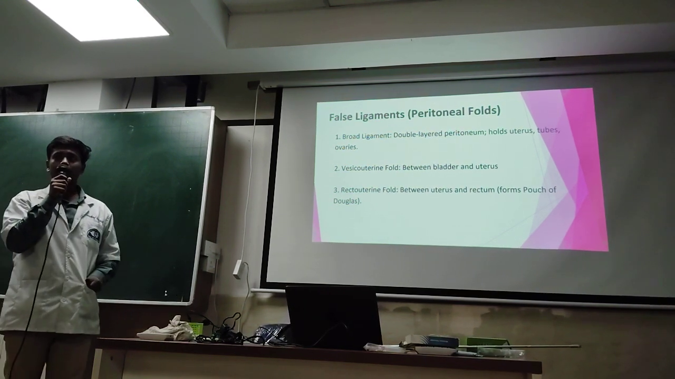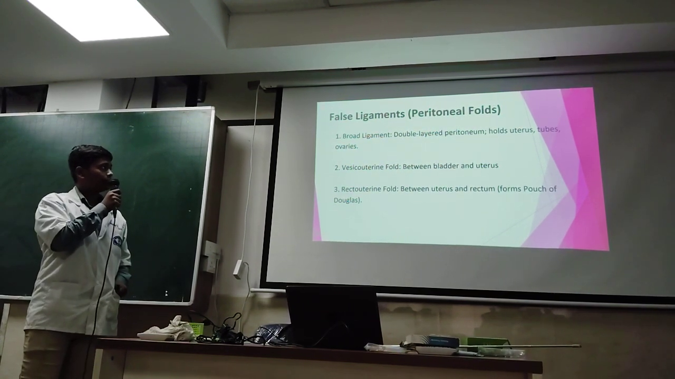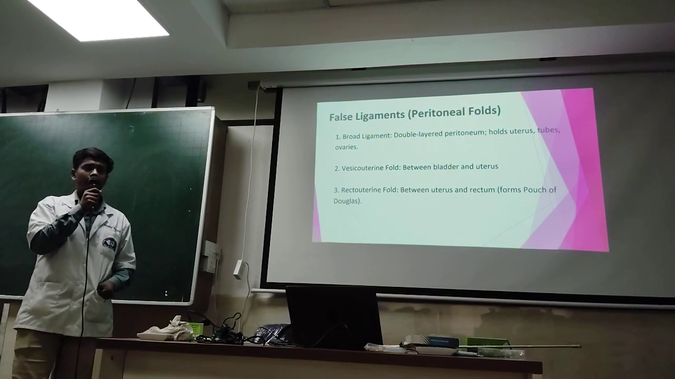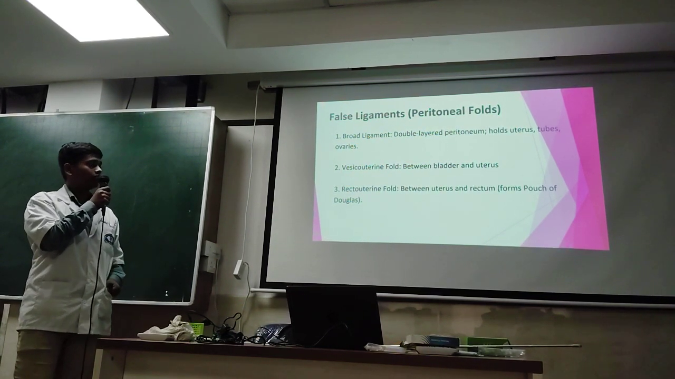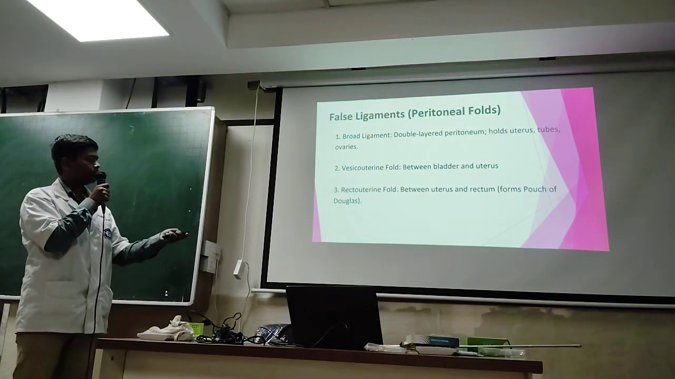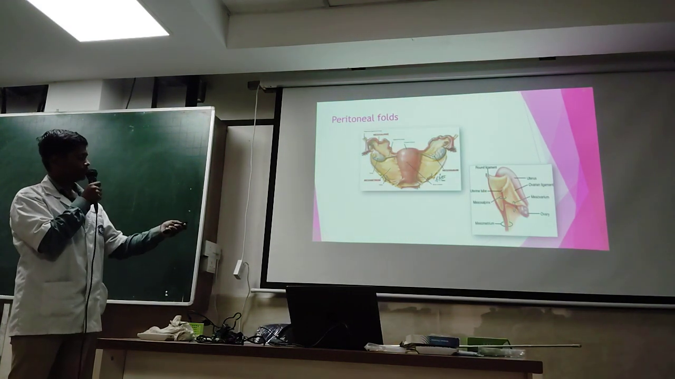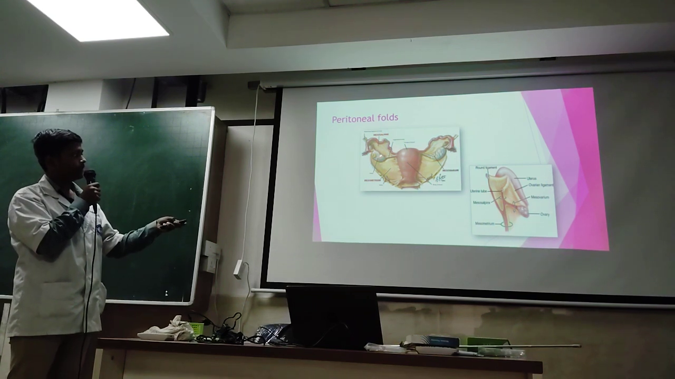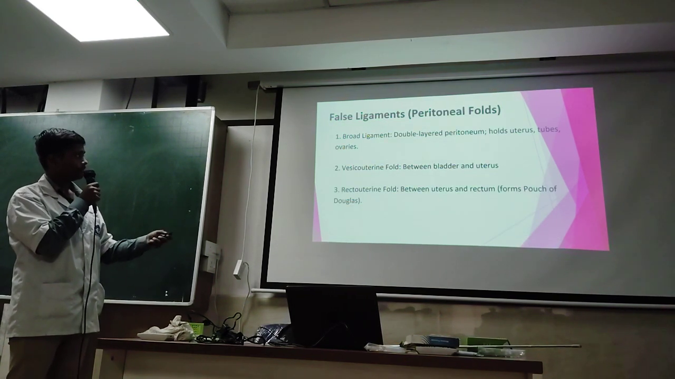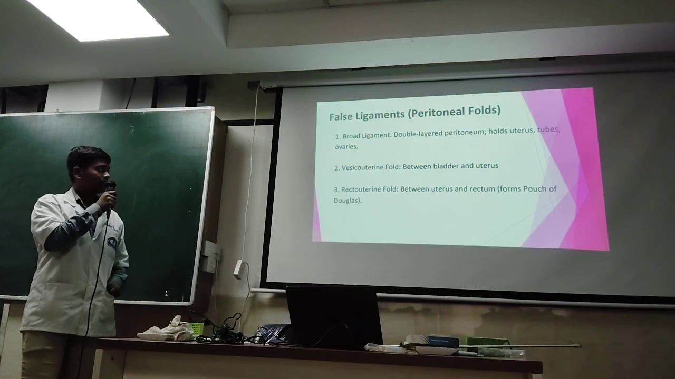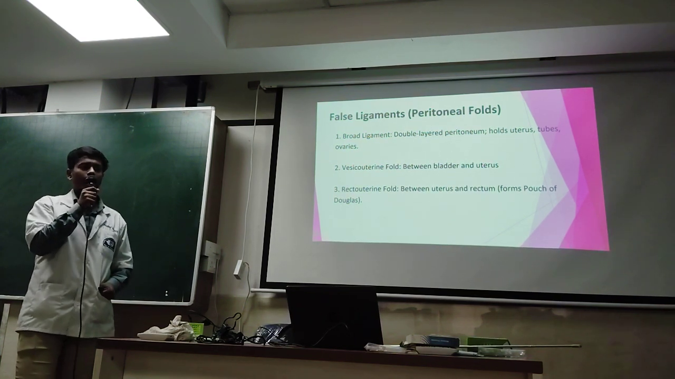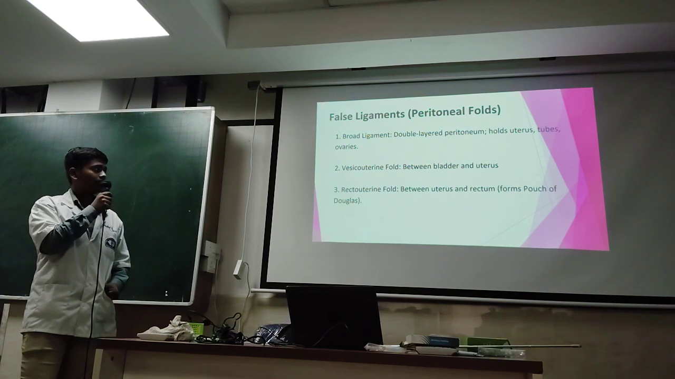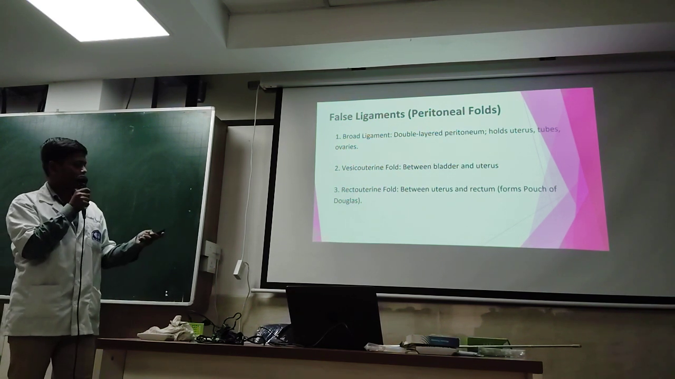Now we will discuss the false ligaments, which are peritoneal folds. Firstly, the broad ligament, which is a double-layered peritoneal structure which holds the uterus, the uterine tubes and ovaries. So this is the false ligament, the broad ligament, which holds the ovary and the tubes. The second false ligament is the vesico-uterine fold, also called the uterovesical fold, which extends between the bladder and the uterus and is a peritoneal fold.